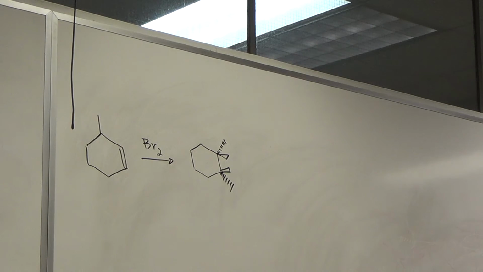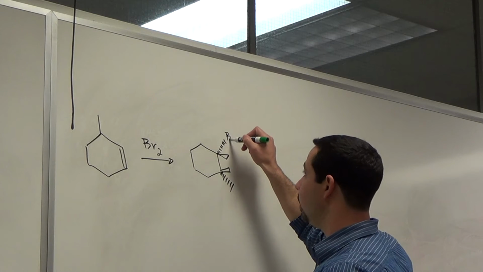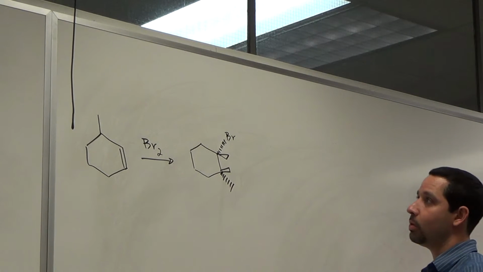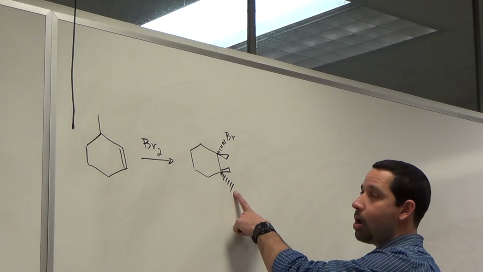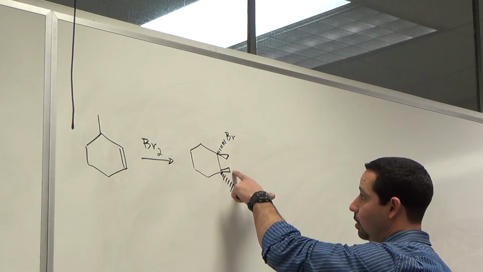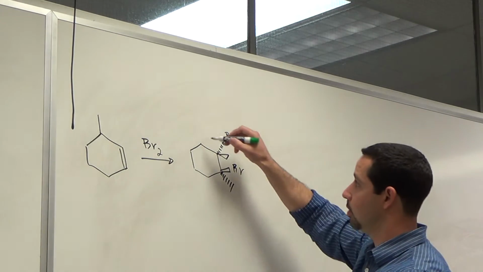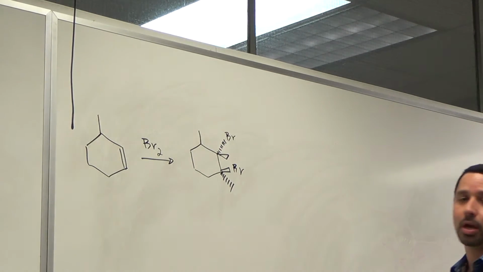Okay? And since the addition was anti, if I put one bromine here, where's the other bromine going to go? On the bottom. Right? Here? No. If this is dash, this will be on the wedge. Front, right. Okay? And that's there.